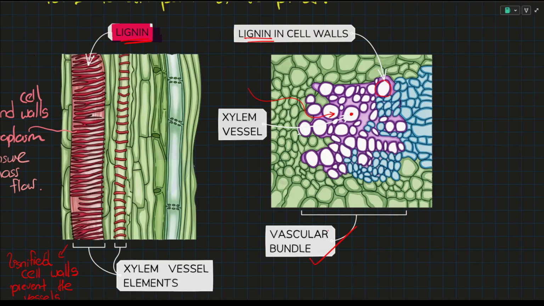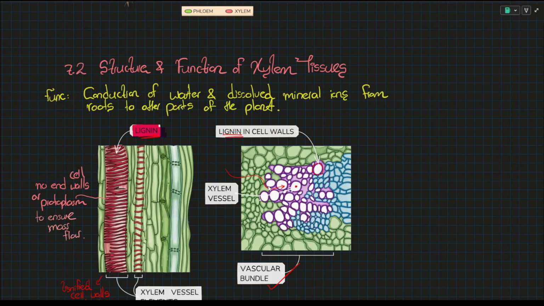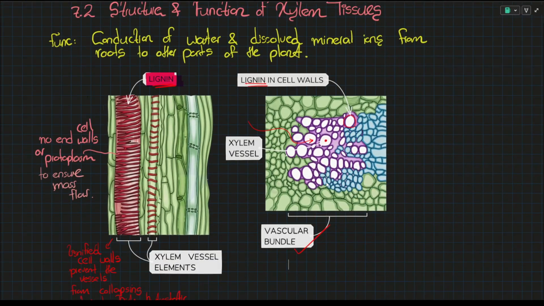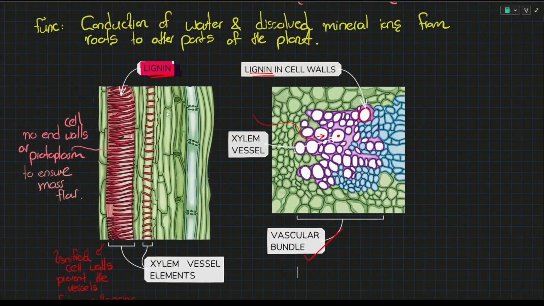As a short summary, the function of xylem vessels is to conduct water and mineral ions from roots to the other parts of the plant, and this is the general xylem structure. The main constituent you have to remember is lignin.